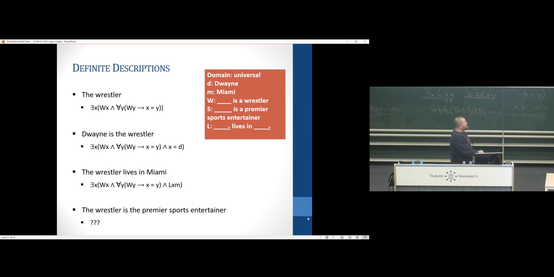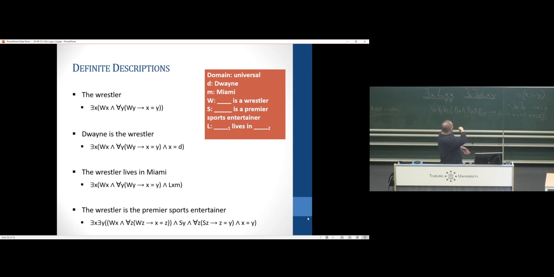So we're going to have two existentials in the front, because we want to say there's exactly one wrestler and there's exactly one sports entertainer. And then the end of our sentence is going to be these two variables are identical. So we can say there's exactly one wrestler X, there's exactly one sports entertainer Y, and X is Y. Or in our formula, like so.